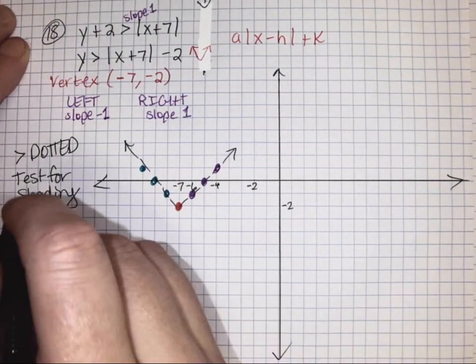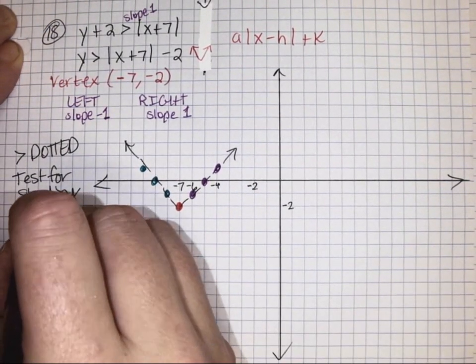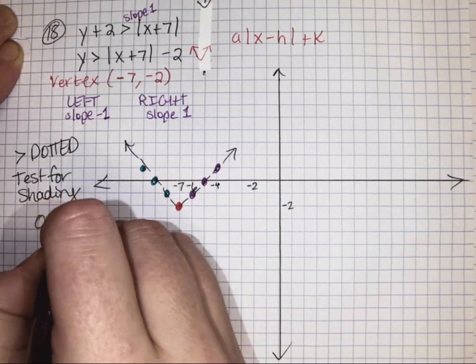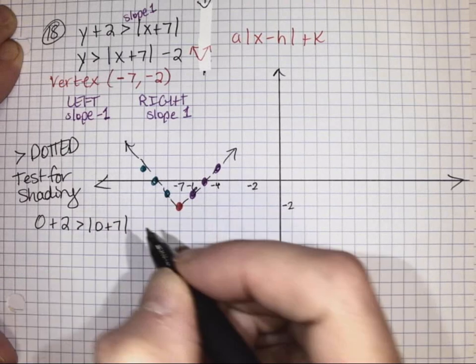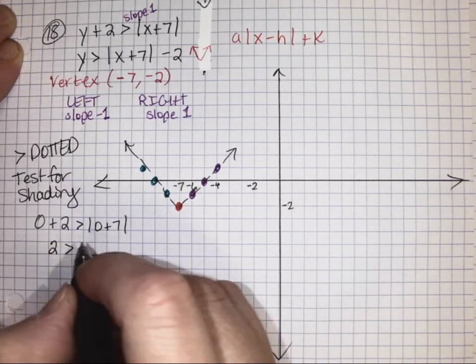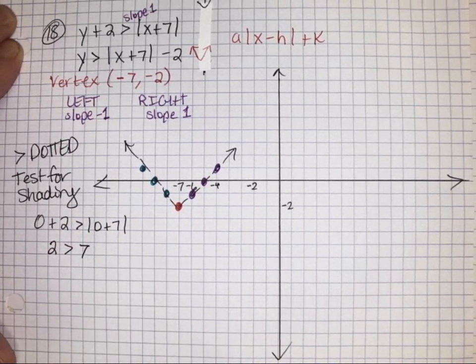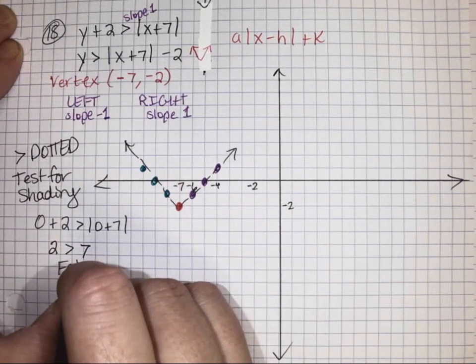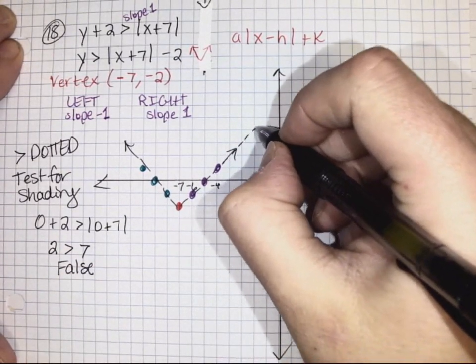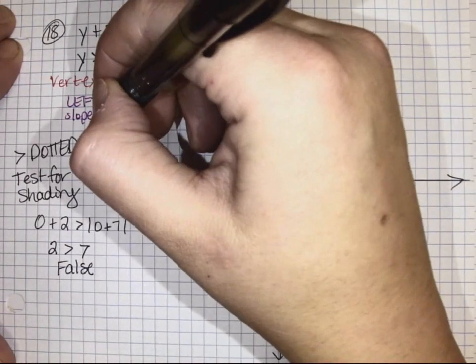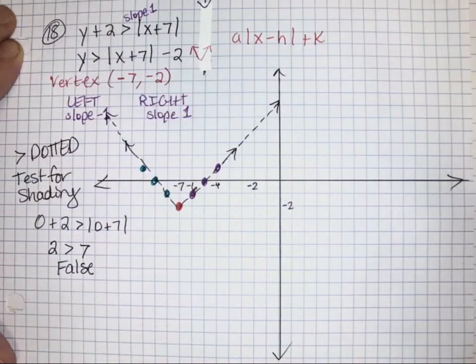I love the origin, you already know that. So I'm going to plug in the origin into my original, 0 plus 2, greater than 0 plus 7. I get 2 greater than 7. And we definitely know that is false. So notice that this graph would keep going up that way forever. This graph, of course, would keep going up that way.